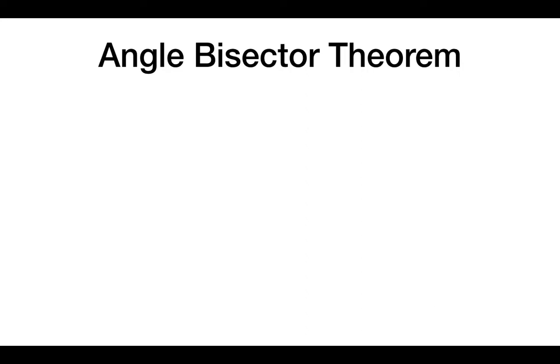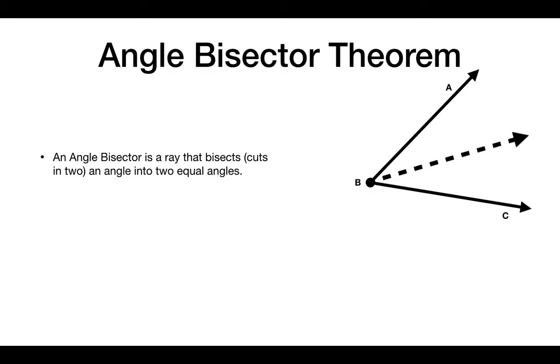Now let's talk about the angle bisector theorem, and for that we need an angle. This angle is ABC. An angle bisector is a ray that bisects, or cuts in two, an angle into two equal angles. So in this case, ABC has been cut into two equal angles.